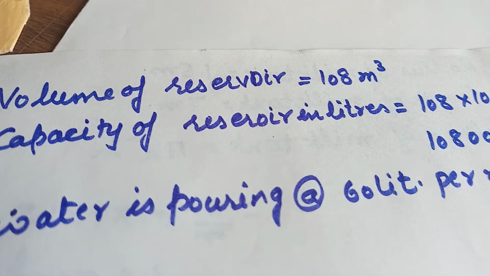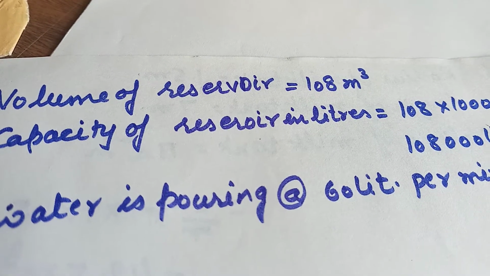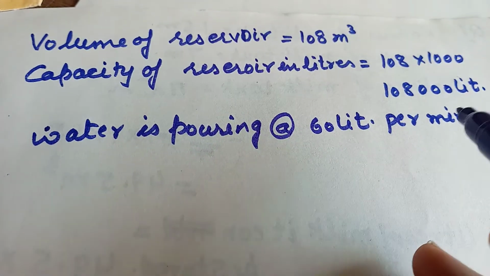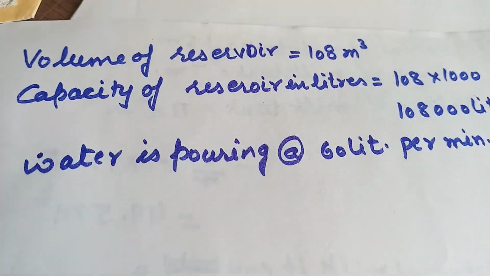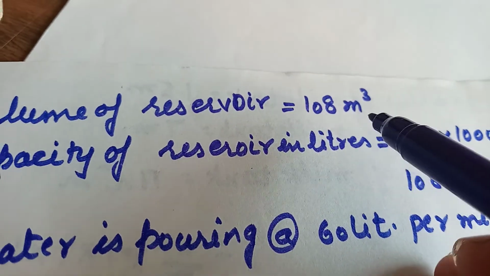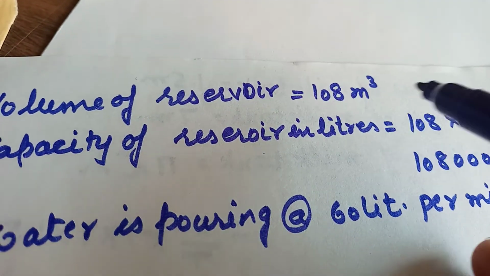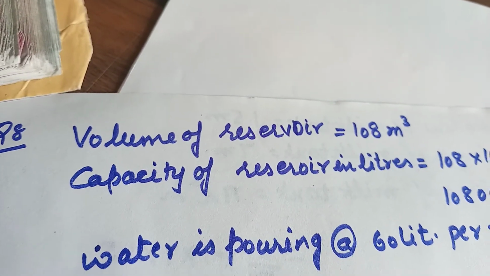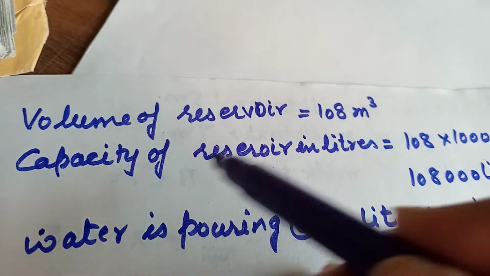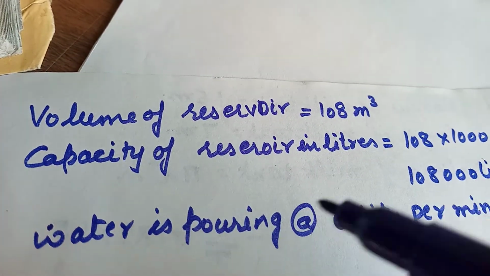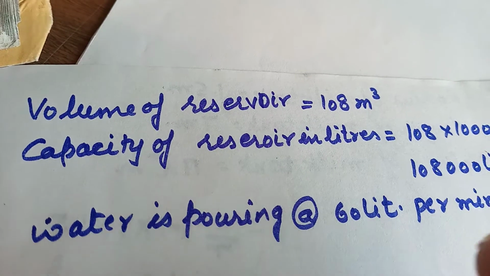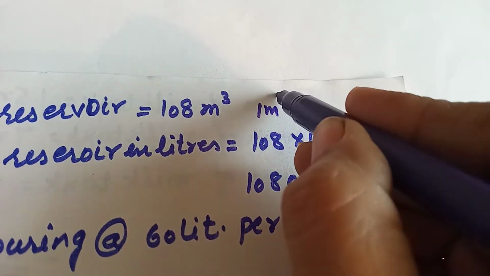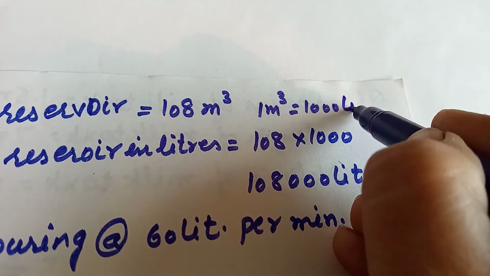Now the last question of this exercise. Water is pouring into a cuboidal reservoir at the rate of 60 liter per minute. Means in 1 minute 60 liter water is pouring into it. And the volume is given to you 108 meter cube. Volume of that reservoir is 108 meter cube. We have to find out in how many hours it will take to fill. Now volume is given, we'll find out the capacity. Means how much water in liters is there. 108 multiplied by 1000, because 1 meter cube is equals to 1000 liters.